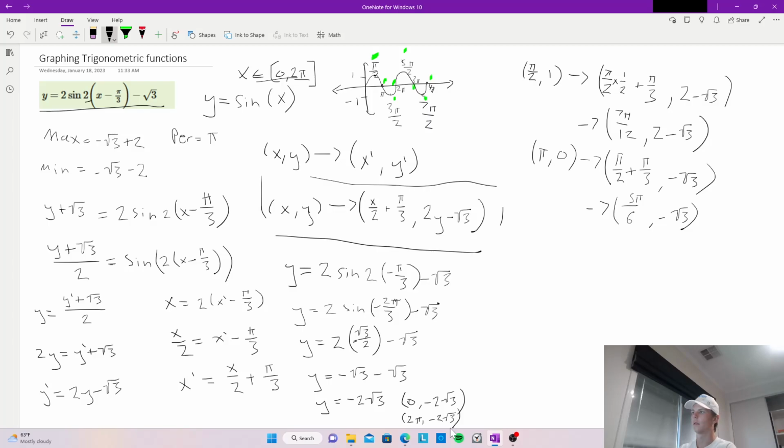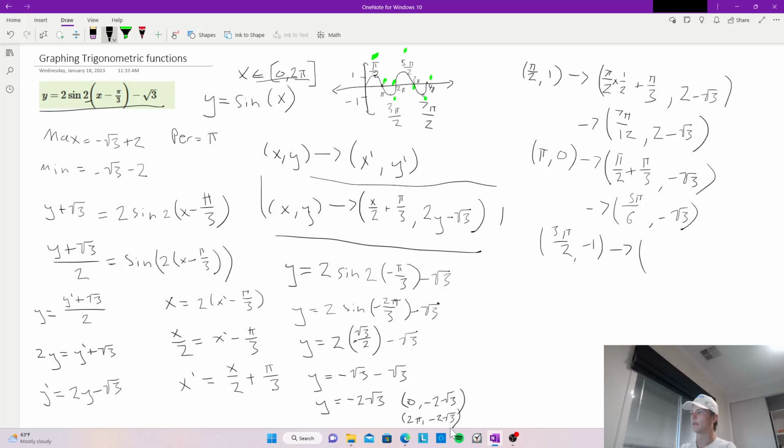Our next point, 3 pi on 2. Now this is where we might be able to find some sort of pattern. 3 pi on 2, negative 1. As you can see, this will give us our minimum point, which was negative 2 minus square root 3, which is our maximum here, which is 2 minus square root 3. So we know we at least got that point right. Don't know about the others though, I can tell you that much.